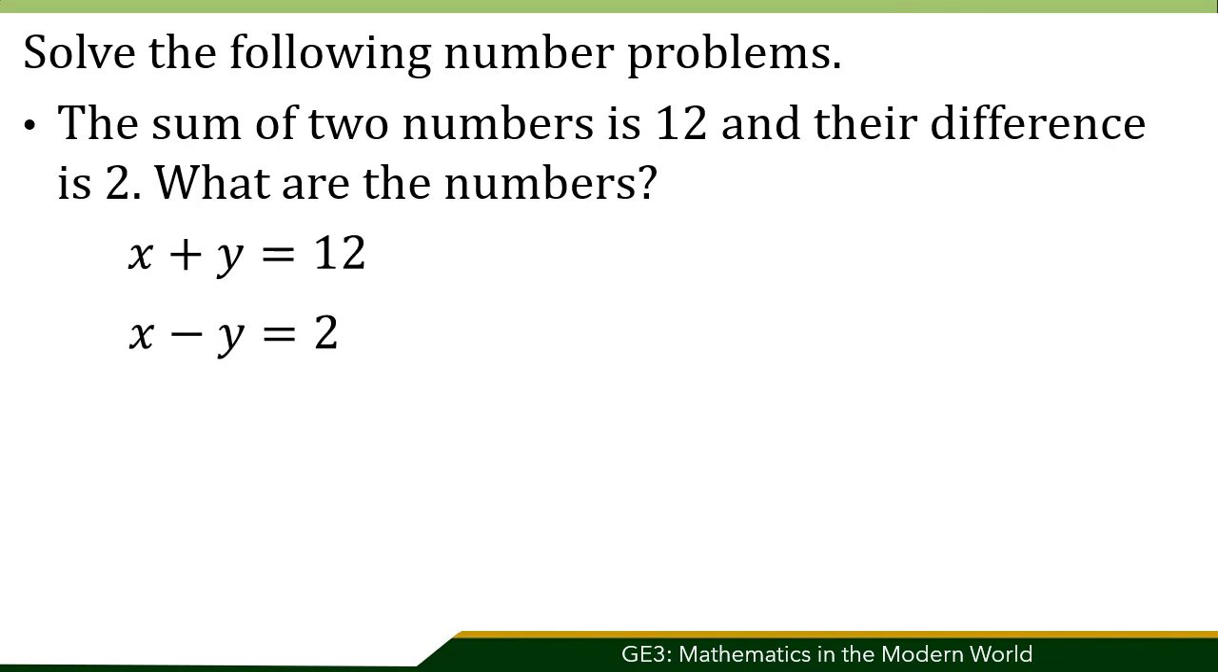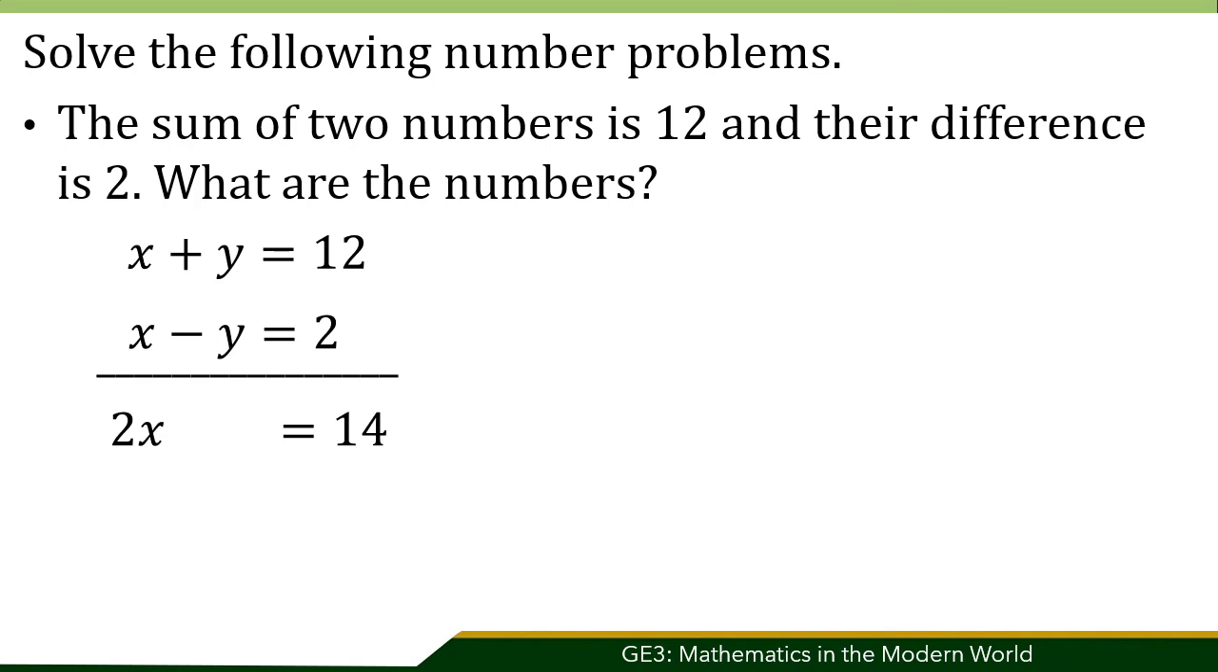So we can make use of the elimination method to solve for x here. Because y minus y, that's 0, y will be eliminated. So add the two equations. x plus x is 2x. y minus y is 0. 12 plus 2 is 14. Now we have 2x equals 14.